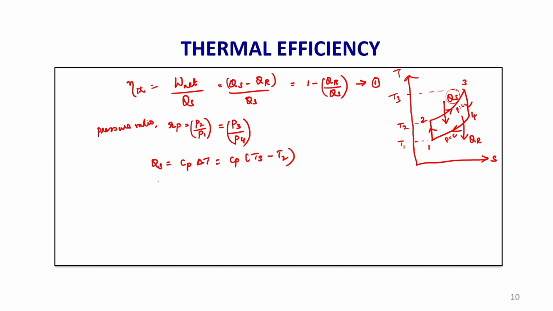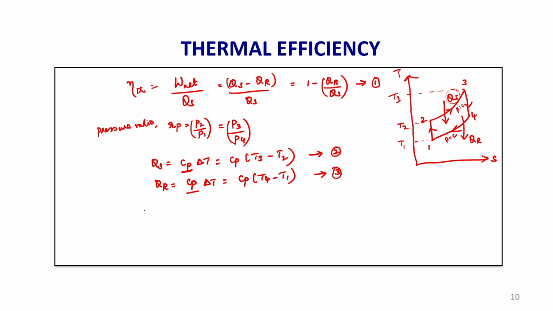Similarly, let us write the formula for the heat rejection process. Heat rejection takes place during the process 4 to 1, so T4 minus T1. Here also Cp, because both the heat addition and heat rejection are constant pressure processes, so we have to use Cp and not Cv. So, this is Cp into T4 minus T1. The heat rejection commences at state point 4 and gets over at state point 1. Let this be equation number 2 and this be equation number 3.